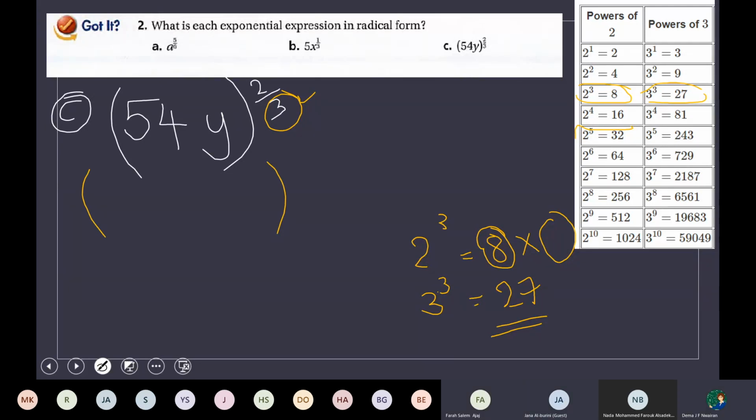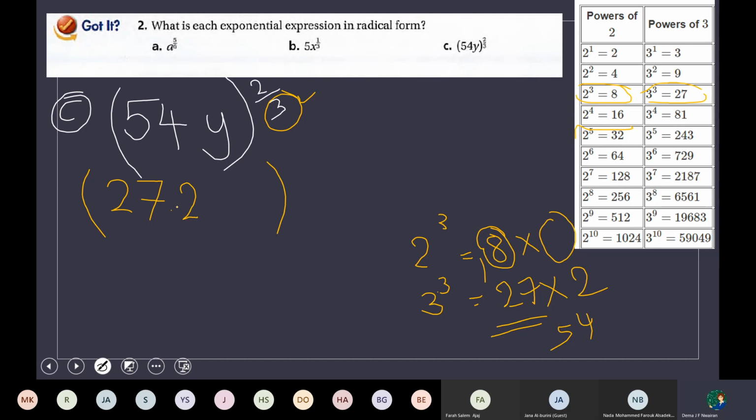How can I make it? Multiply what? Multiplying by what? By 1? By 2. By 2, thank you. 2 times 7 is 14. 2 times 2 is 4 plus 1, 5. So 27 multiplied by 2, what will I get? I will get 54. So because of that, instead of writing 54, I have to write it as 27 multiplied by 2.